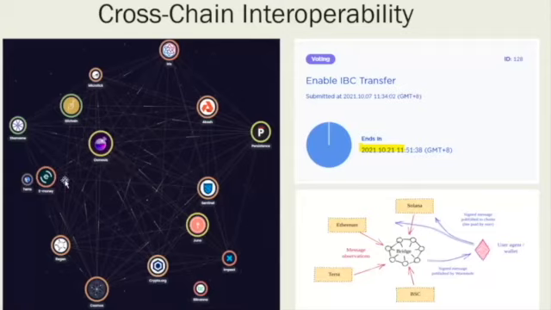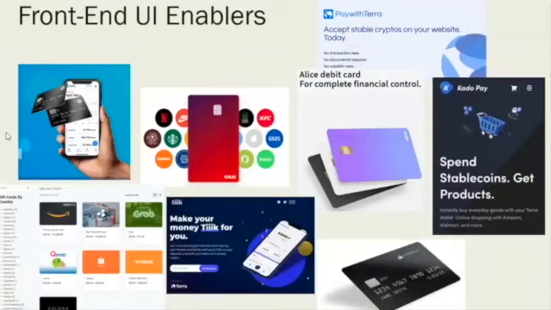So one of the very first use cases, you can imagine UST going to Osmosis. So Osmosis is also like a DEX AMM. So there'll be a lot of pools for UST on Osmosis. And this is Solana Wormhole that I talked about just now. And next is front-end UI enablers. So all these are the front-end part of applications that don't have a token.